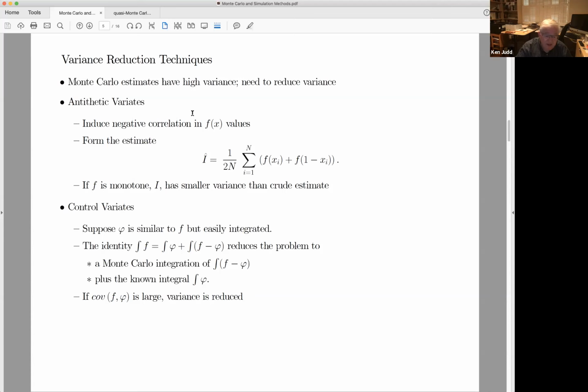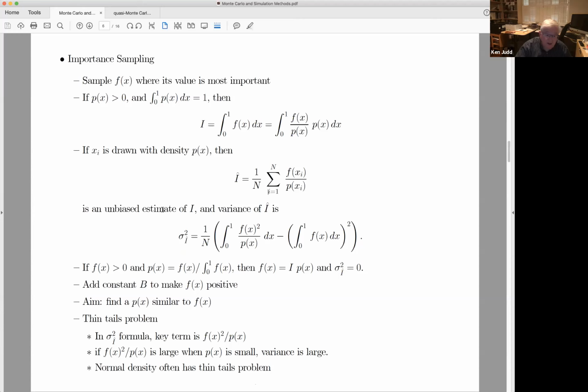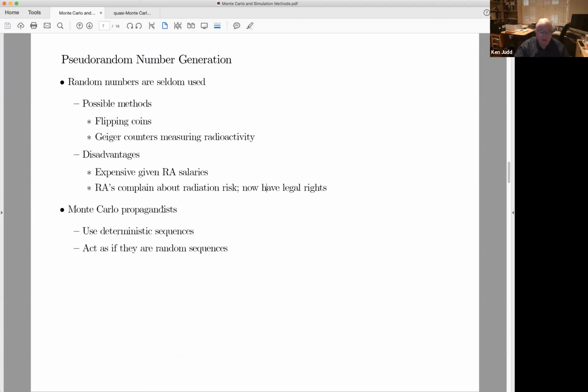Now, sometimes you may want to do things, and again, this is stuff that you might be familiar with anyway: antithetic variables, control variates. Importance sampling is a big deal in statistics. These are things to basically reduce the variance of your approximations. Now, where do they get random numbers from? Everybody has a random number generator on their computer.